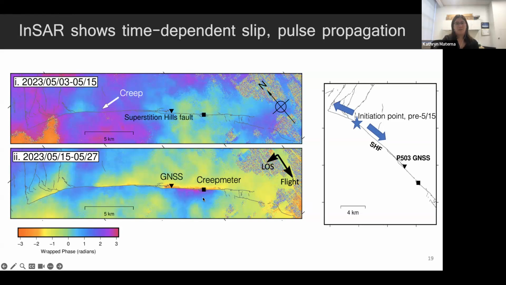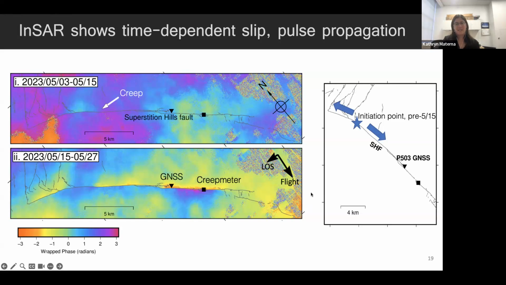Now, the part that's a bit of a surprise is that the interferogram immediately prior to this main one is also showing a creep signature. So right here, this is creep. And this interferogram tells us that the creep initiated somewhere between the 3rd and the 15th of May. And that is before we even knew it was happening, because at this point, the creep meter had no displacement.